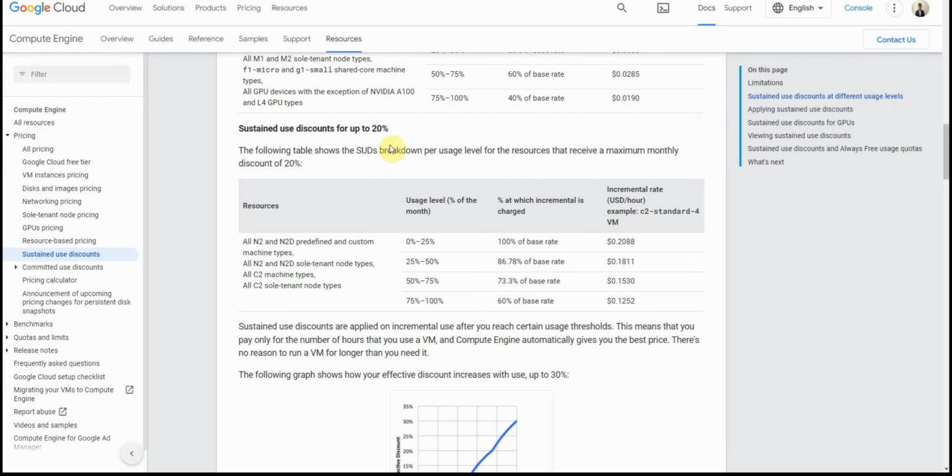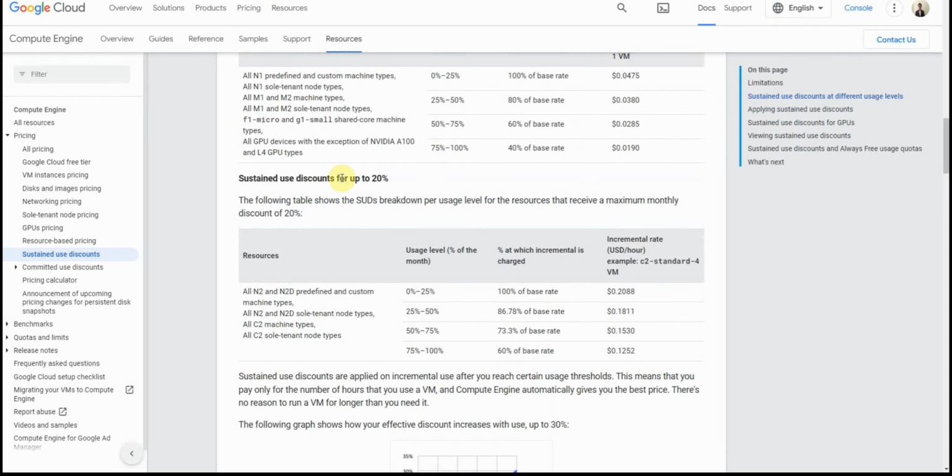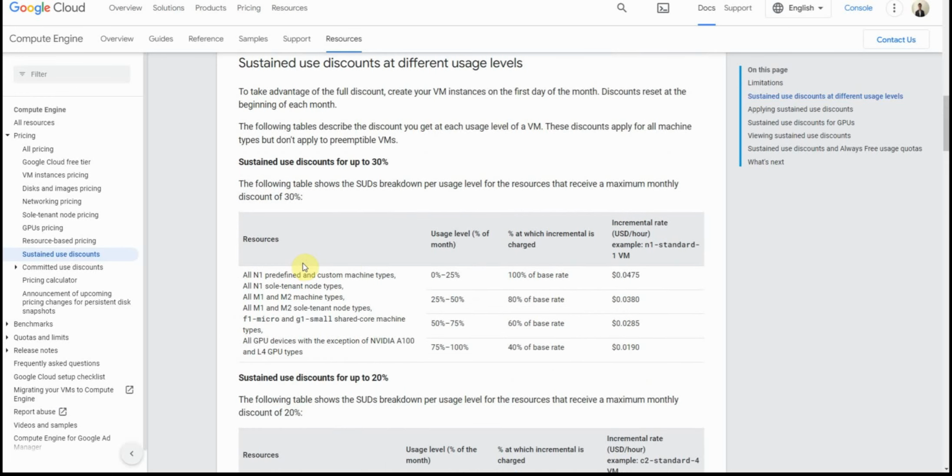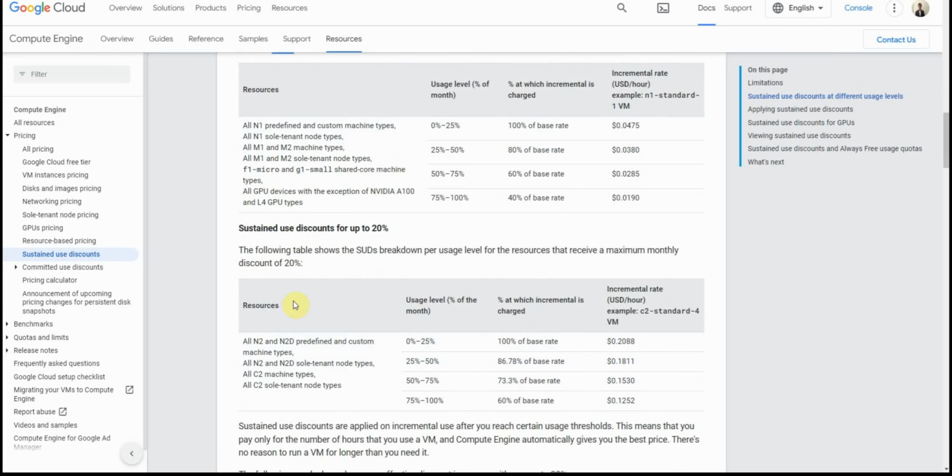The percentage of sustained discount may change based on the instance type and generation you are looking for. That's something you have to check in the documentation. So this varies. Here it is 30%, and here it will be 20%, based on what you are using.